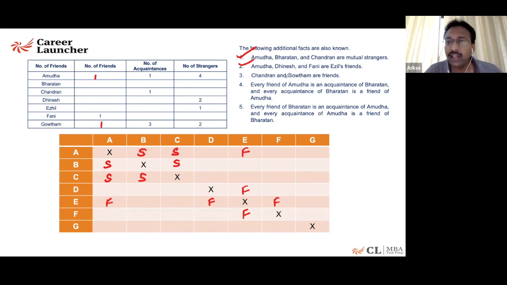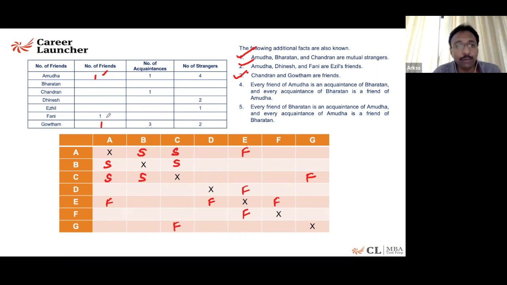This is done. Chandran and Gautam are friends. C and G are friends. So C is a friend of G, and G is a friend of C. This much is gone. Now, one of the important things to notice is there is only one friend of A. This is taken care of. That means, and also only one acquaintance of A. That means there are 4 strangers. You will get 4 strangers here and 1 acquaintance.